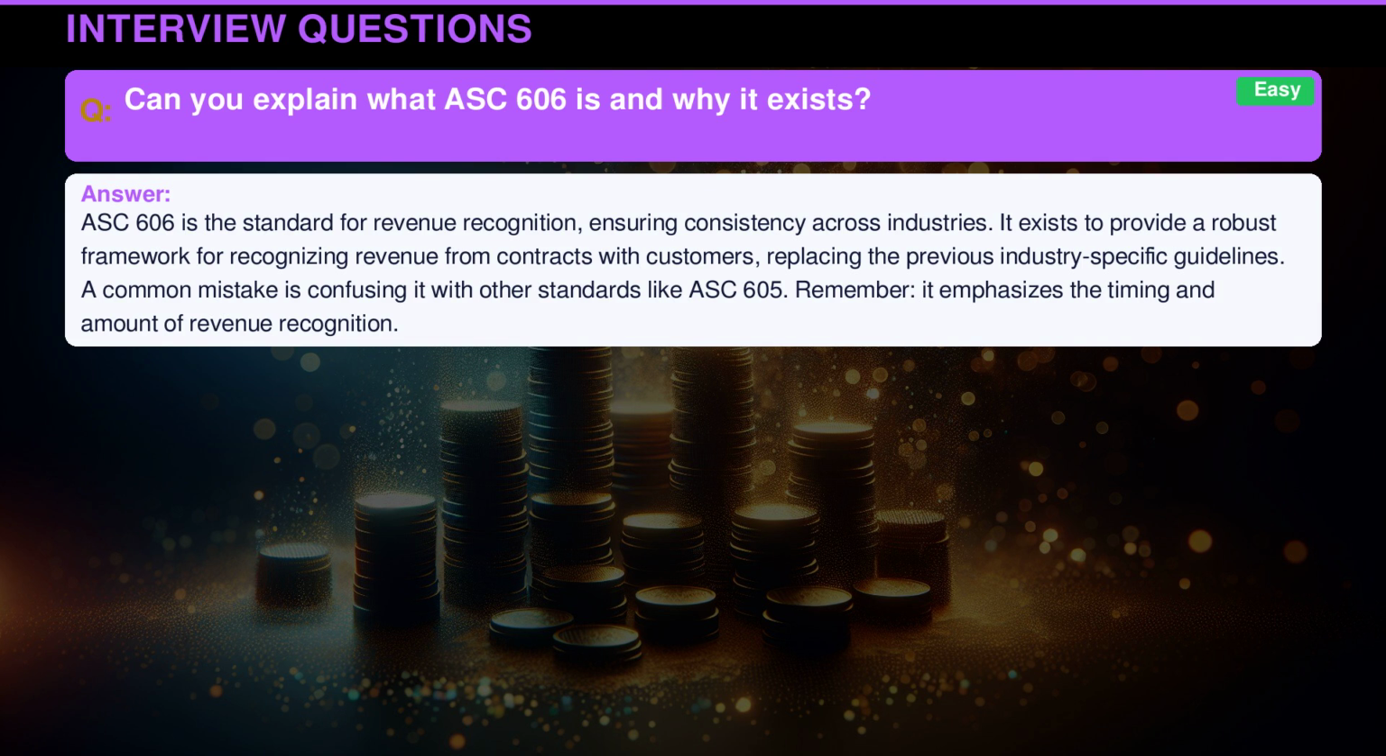ASC 606 is the standard for revenue recognition, ensuring consistency across industries. It exists to provide a robust framework for recognizing revenue from contracts with customers, replacing the previous industry-specific guidelines. A common mistake is confusing it with other standards like ASC 605. Remember, it emphasizes the timing and amount of revenue recognition.